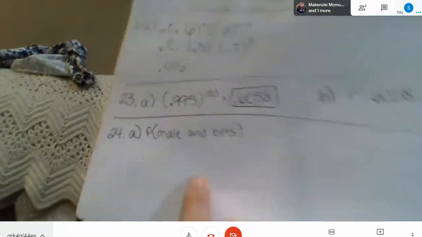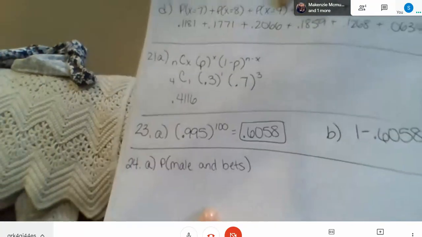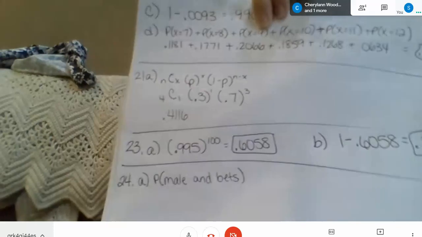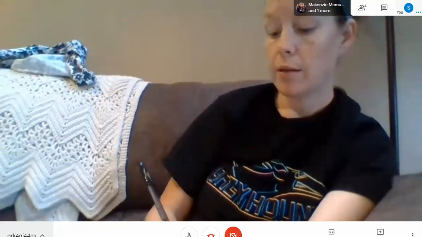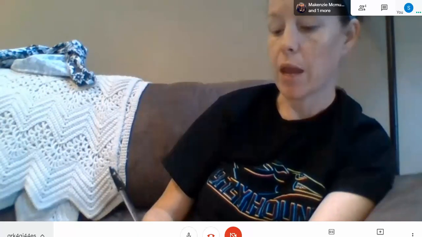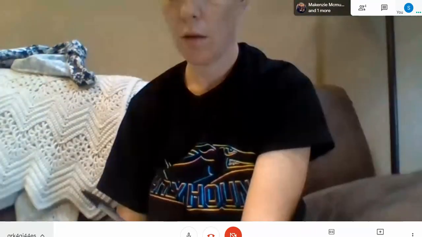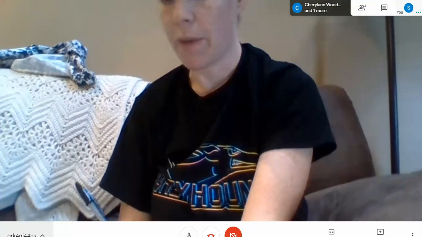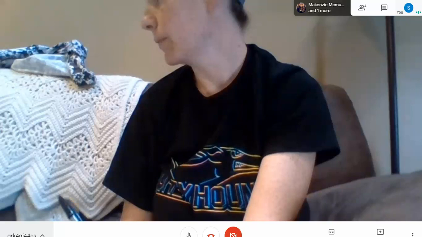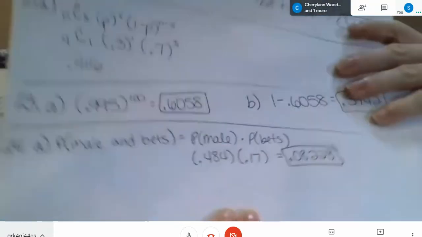So I like to take a second and just write out what I'm finding. I want the probability male and bets. If you look at your formula sheet, or what we've talked about, and means multiply. So you just have to find the probability that they're male, multiplied with the probability that they bet. The probability of male is 0.484. The probability that they bet is 0.17. So you just multiply those two numbers together.